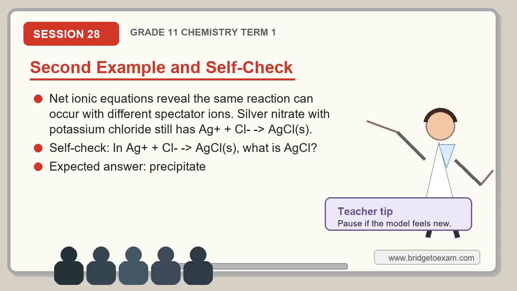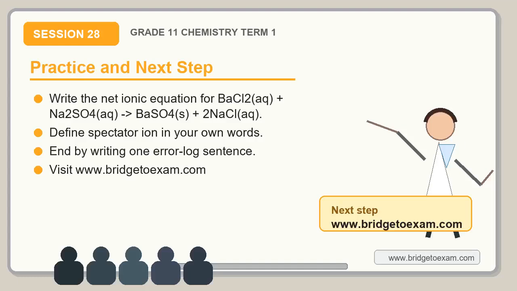Now answer this self-check. In Ag+ plus Cl- gives silver chloride (s), what is silver chloride? A strong answer should include precipitate. Before you leave, practice actively.